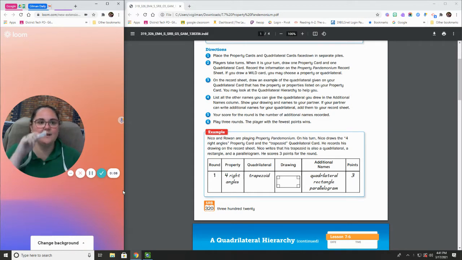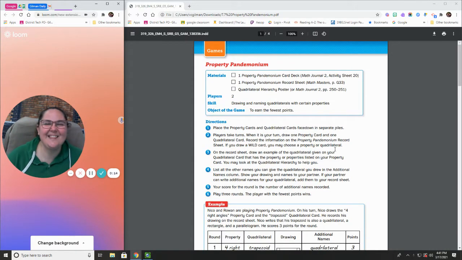Today we're going to work on a game called Property Pandemonium. In this game, you're going to need your math workbook. In the very last part of your workbook, there are cards that you're going to use. These are your property cards. If you don't have your workbook, that's okay. I will attach it to the lesson so you can use it.